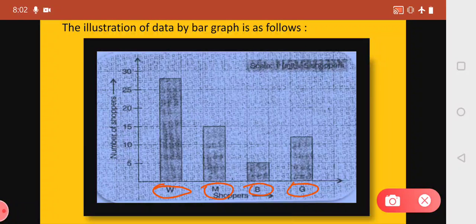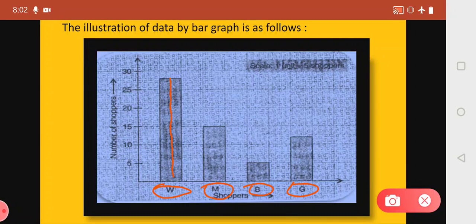And on the vertical axis, that is the y-axis, we have to take the number of shoppers, that is the frequency. You have to write the scale on the x-axis; we have taken 1 unit as 5 shoppers. Now woman, as we have seen, it is 28, so it will come here. You can see 28 coming between 25 and 30.